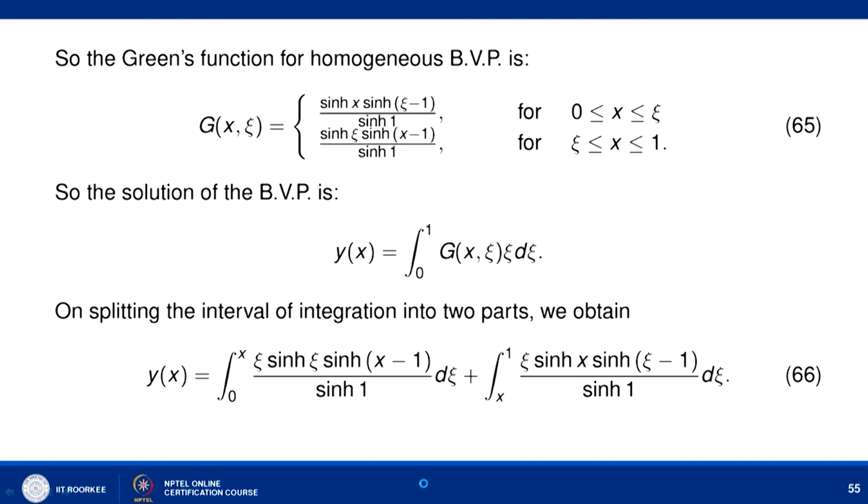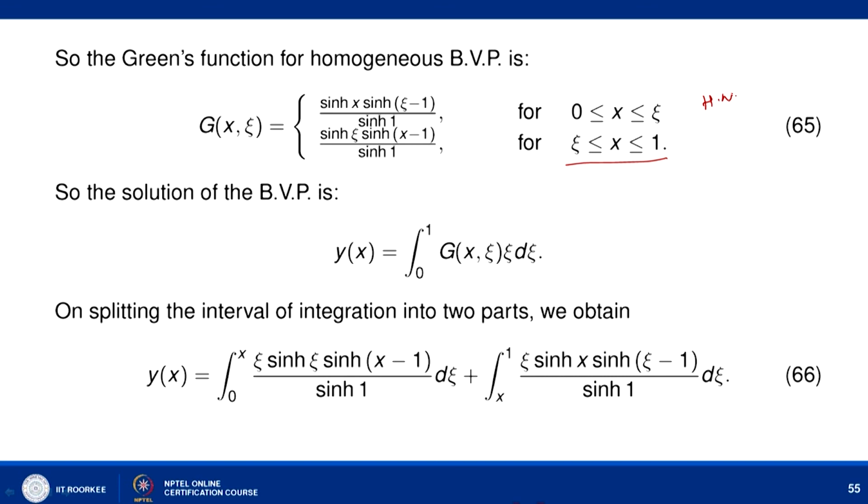And the Green's function we can calculate in this form. I am leaving it to you to find that G(x, xi) is equal to sinh(x) sinh(xi - 1) divided by sinh(1) when x lies between 0 and xi, and sinh(xi) sinh(x - 1) divided by sinh(1) when x lies between xi and 1. This I am leaving as homework, and you can see that this is a symmetric Green's function.